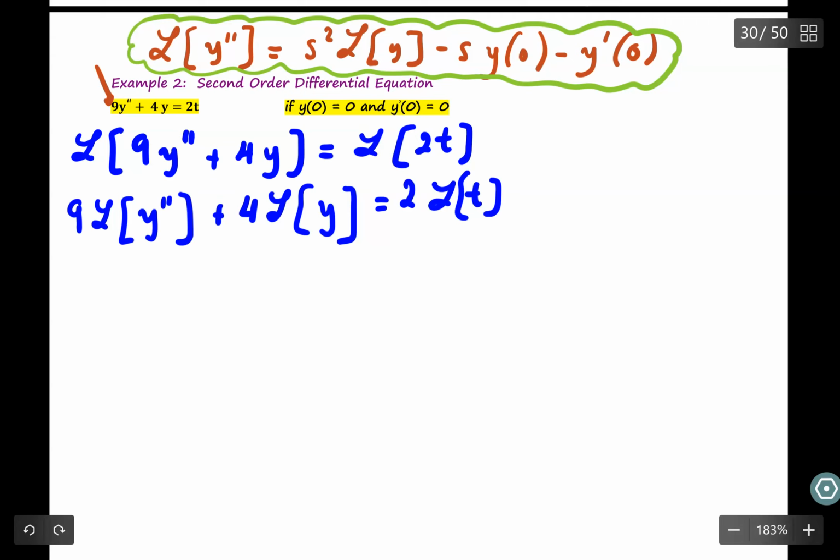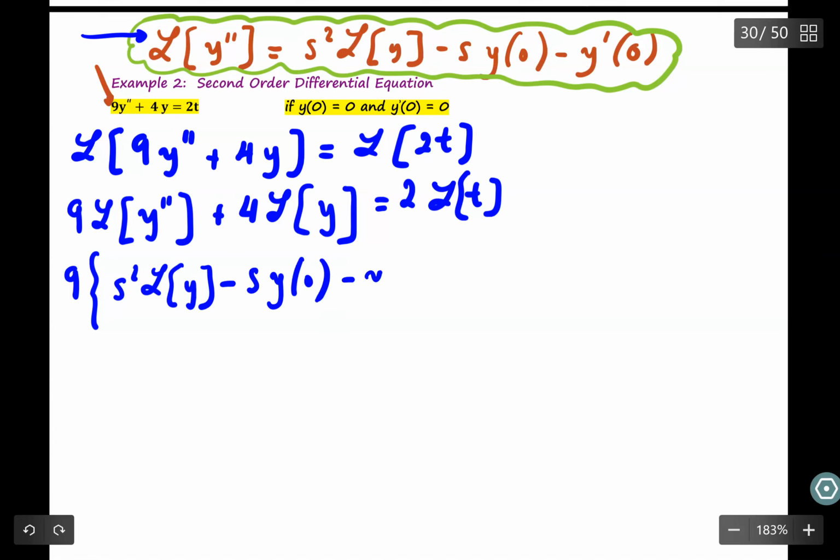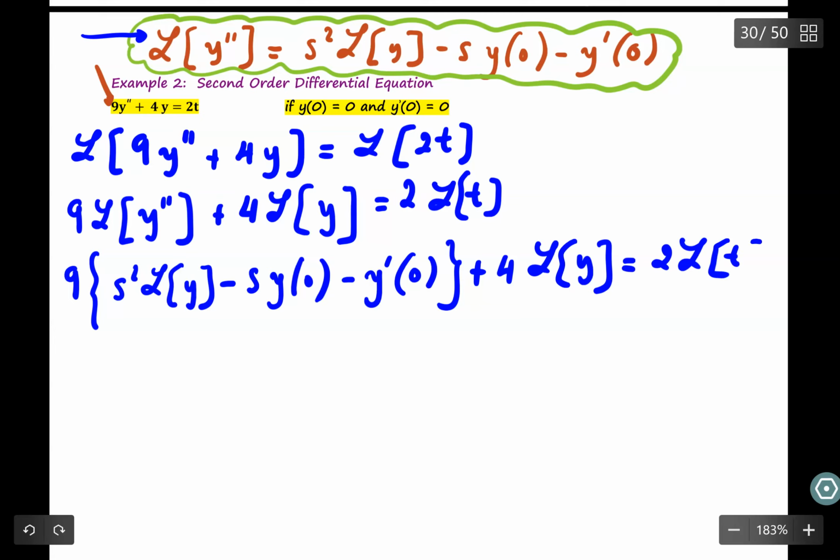So the next step is to use this important property and apply it to this Laplace of y double prime. So I will write 9 multiplied by s squared Laplace of y, subtract s times y of 0, and subtract y prime of 0, plus 4 Laplace of y equals 2 Laplace of t.